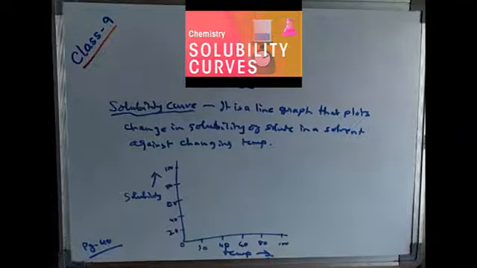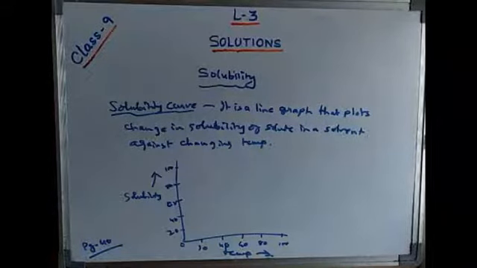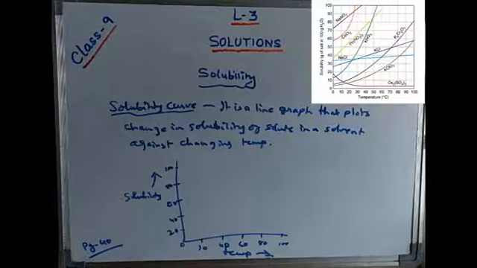We will see here that sodium nitrate and potassium bromide all increase in their solubility with the rise in temperature. You will find that for some of the solutes, the solubility is directly proportional to the temperature. So you increase the temperature, the solubility also increases. Some examples are sodium nitrate, potassium bromide; they are directly proportional.